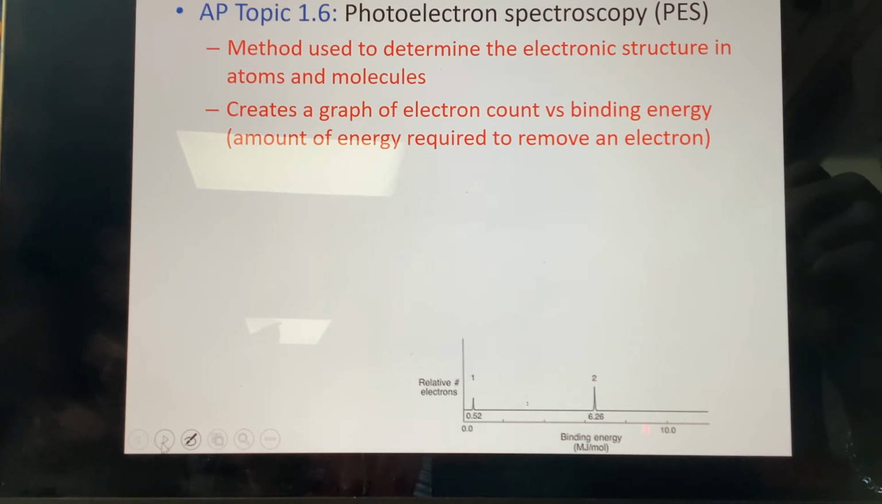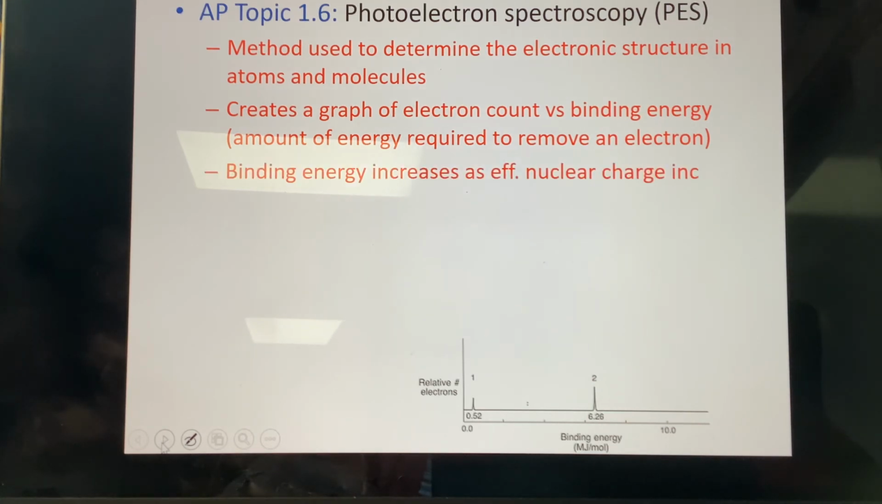So the higher the binding energy, the closer it is to the nucleus. Okay, and next chapter, in chapter 7, we'll talk more about effective nuclear charge and what all that means. But basically, like I was saying just a second ago, the higher the binding energy, the closer it is to the nucleus. So that's really all you have to worry about right now.